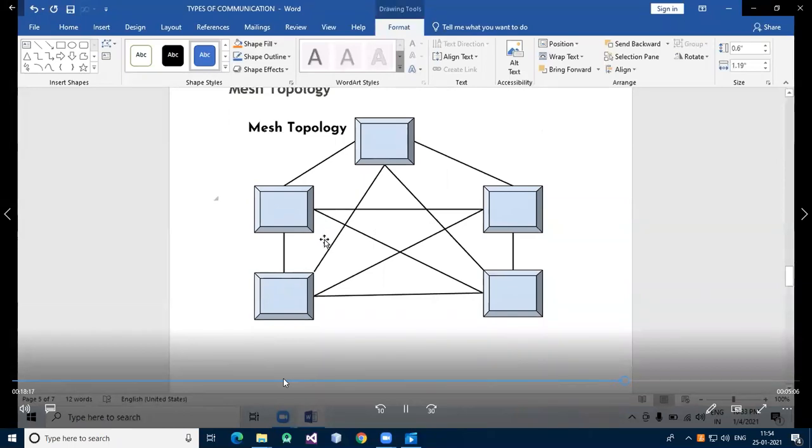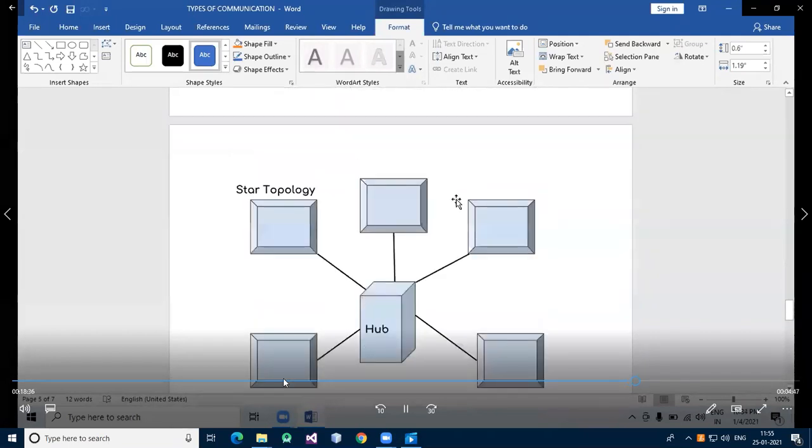So mesh topology is secure because there is a point-to-point link. Thus, unauthorized access is not possible. Disadvantages of mesh topology: the amount of wires required. Connecting each system is tedious and a headache. This is the mesh topology.